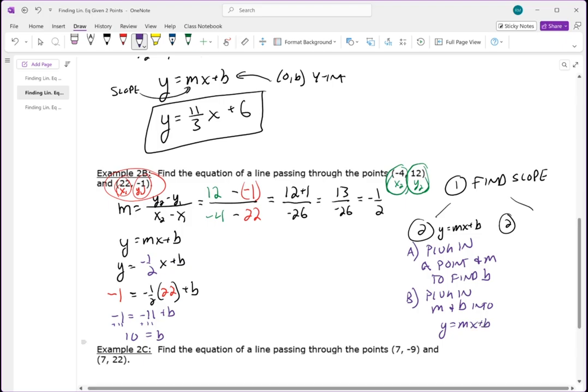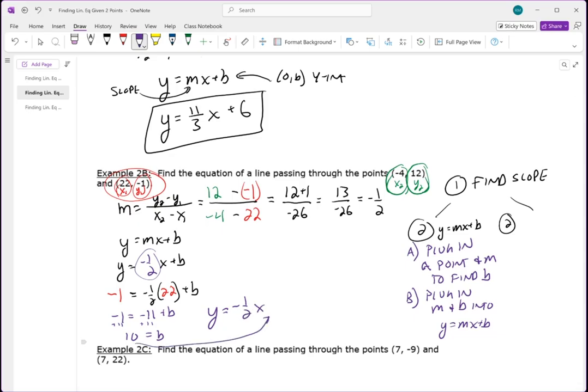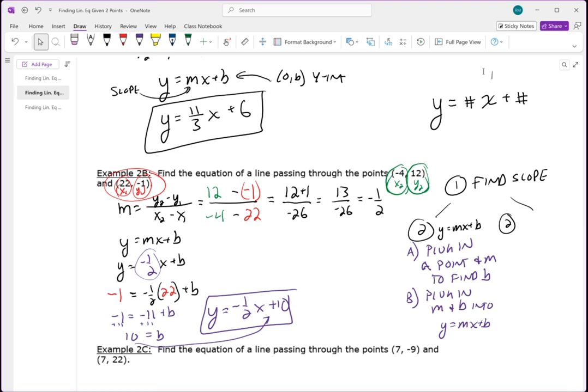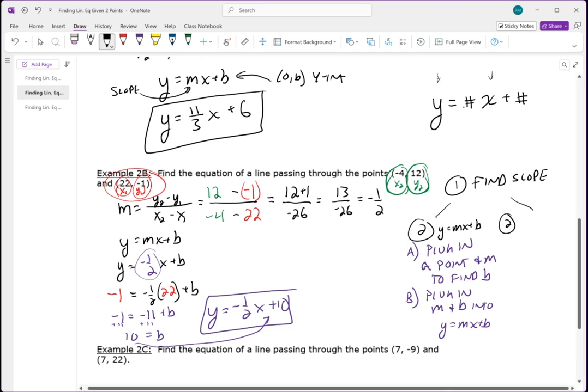So I'm going to end up with y equals, I already knew that my m was negative 1/2, and my b is 10. So please note that all of your equations of lines should end up in the form y equals a number times x plus a number. Of course, your x and y could be different letters, but you need to have numbers in place of the m and the b, but you need to also have two variables, most commonly x and y.